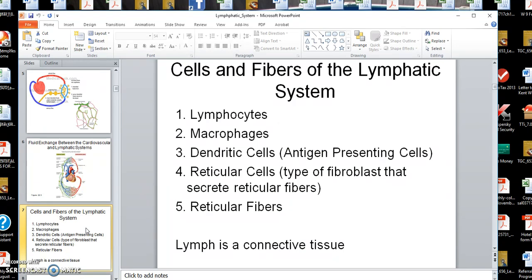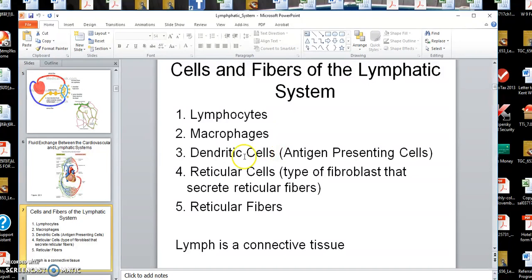The cells that you find and the fibers that you find in the lymphatic system, well, obviously you'll find lymphocytes. That's the major ones. Then you'll find macrophages. Remember, macrophages are large cells that do phagocytosis. You have some other cells called dendritic cells. A dendritic cell has multiple fingers to it. And some of these dendritic cells are called antigen-presenting cells. And antigen-presenting cells present to a T helper cell, the cell that is lost in AIDS. But we'll discuss that when we get to the immune system.